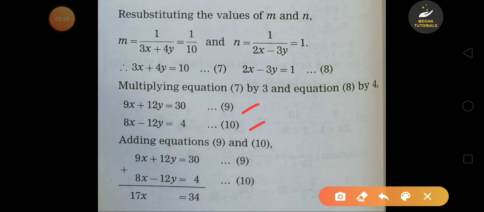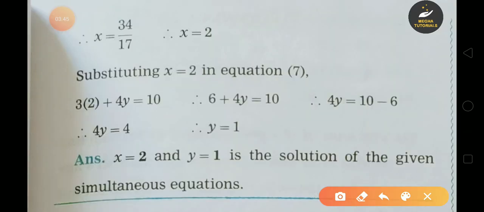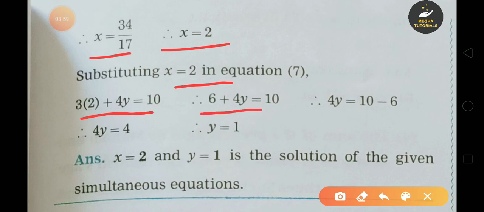minus 12y is equal to 4, and therefore plus 12y minus 12y cancel, 9x plus 8x is 17x, and 30 plus 4 is 34. After solving, we will get x is equal to 34 upon 17, that is x is equal to 2. So substitute value of x is equal to 2 in equation 7. So 3 into 2 plus 4y is equal to 10, that is 6 plus 4y is equal to 10.